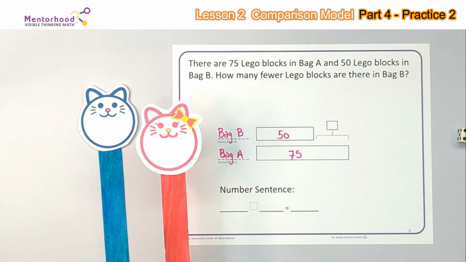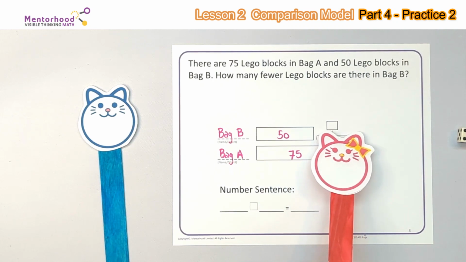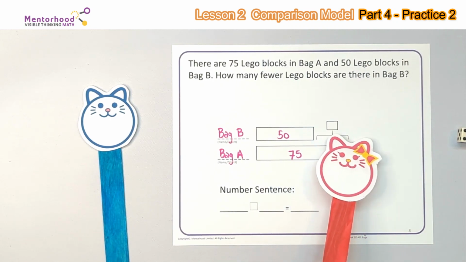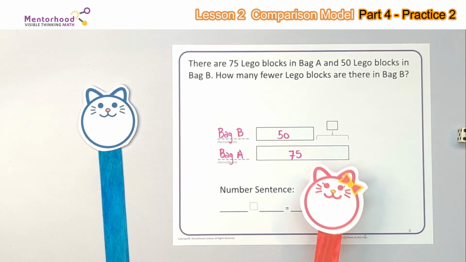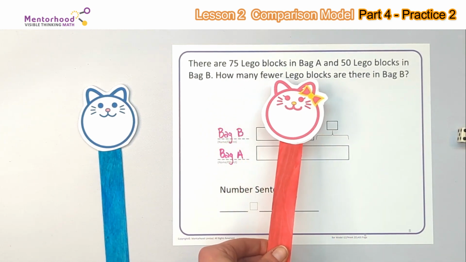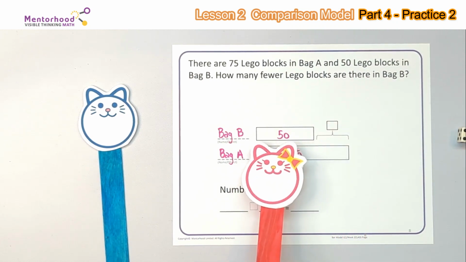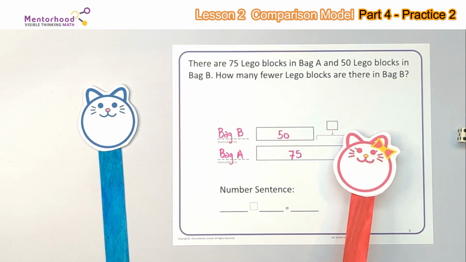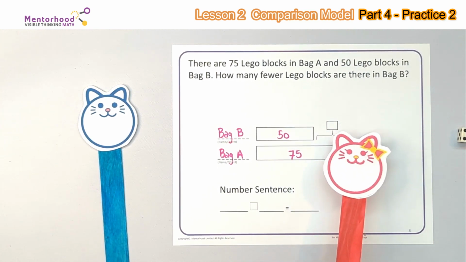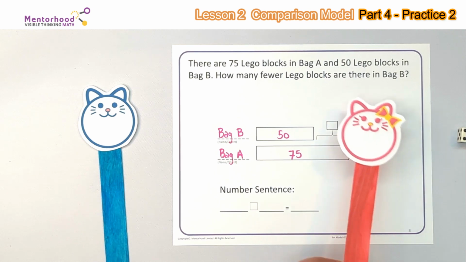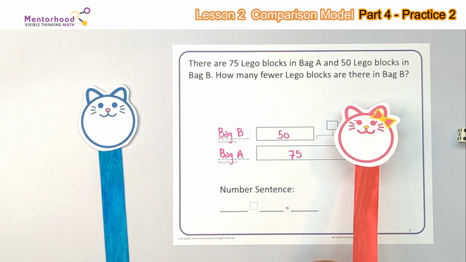Well, I've got these two numbers filled in, but I don't have this number filled in. What could this number be? It's the gap between them, isn't it? How many fewer Lego blocks are there in bag B? Bag B has fewer Lego blocks than bag A, and I want to know how many fewer there are. So that's why I've got to solve for the gap. Okay, so I'm going to put a question mark right above it.